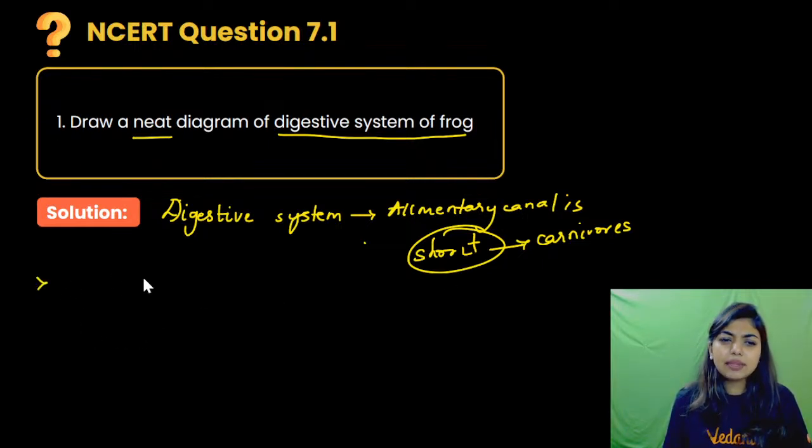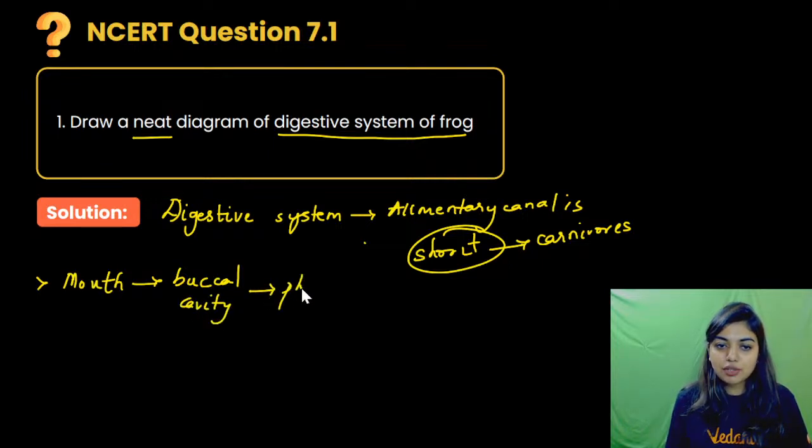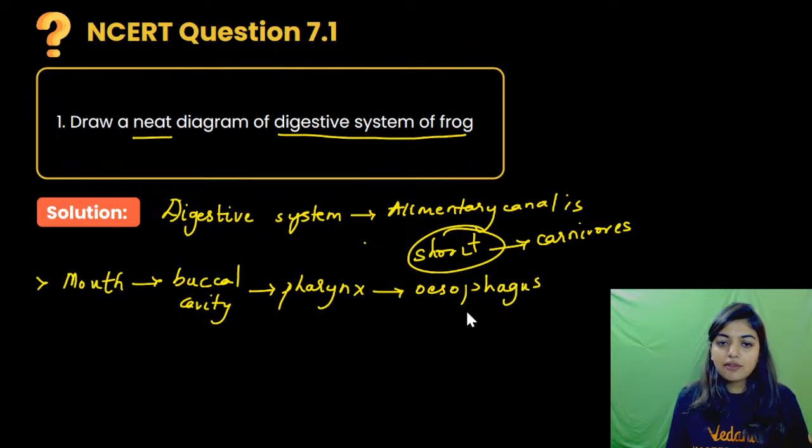Next thing is the same as what you study in humans, like the mouth. From the mouth the food will go to the buccal cavity. From the buccal cavity, where will it go? With the help of the pharynx, a funnel shaped structure, it will go into the esophagus. So in your diagram you start from the esophagus. I'll show you the diagram as well. From the esophagus it will go to the stomach.